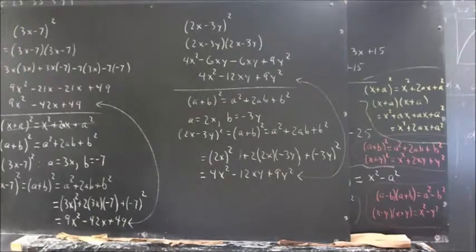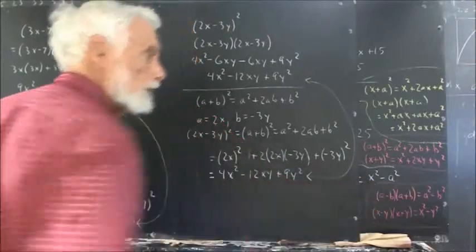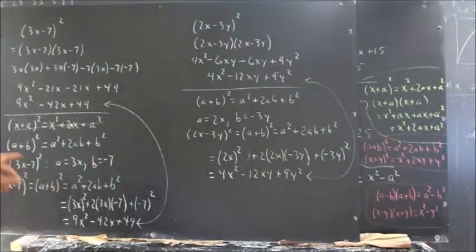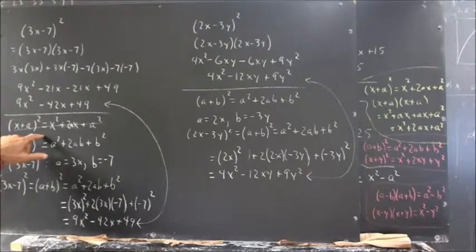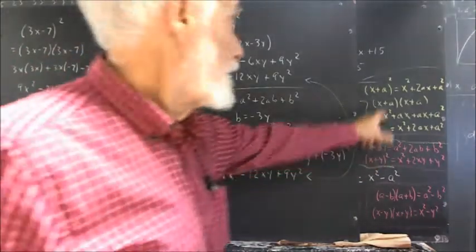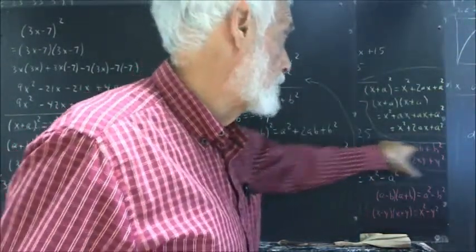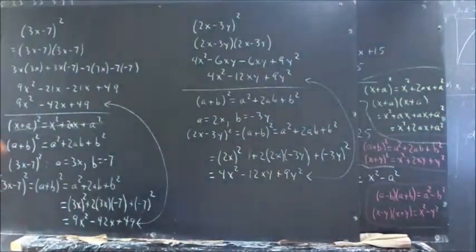So I chose rather, let's move this board over just a little. I chose rather to use the form (a + b) quantity squared because a and b don't have any common letters or numbers with 3x minus 7. So same thing as I have with the (x + a) squared, but in the form (a + b) squared. It's going to work a little better.